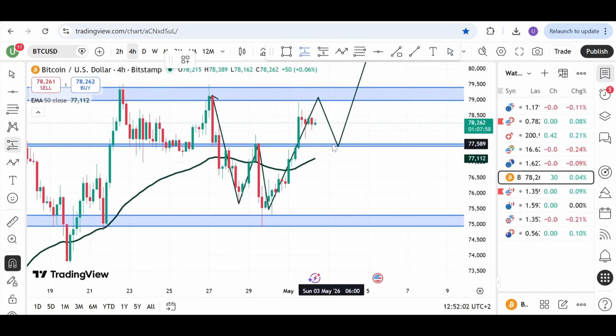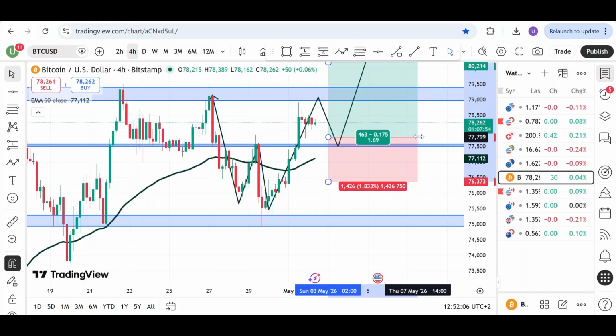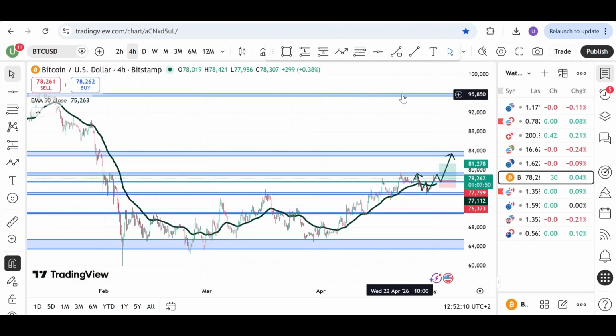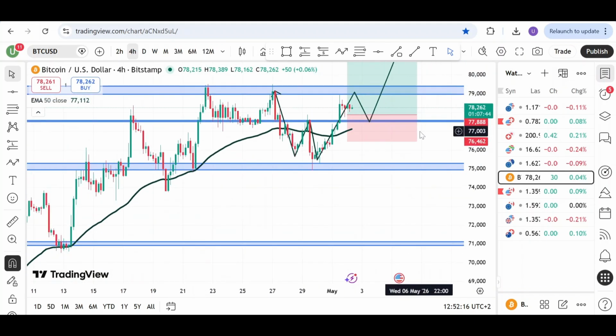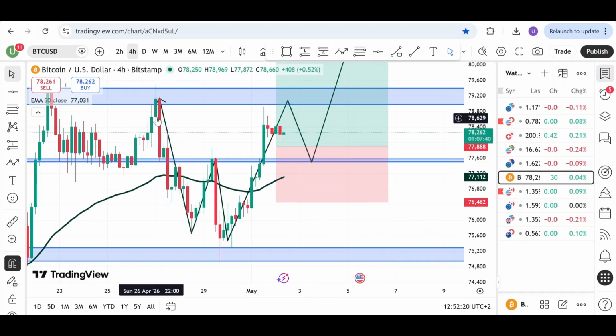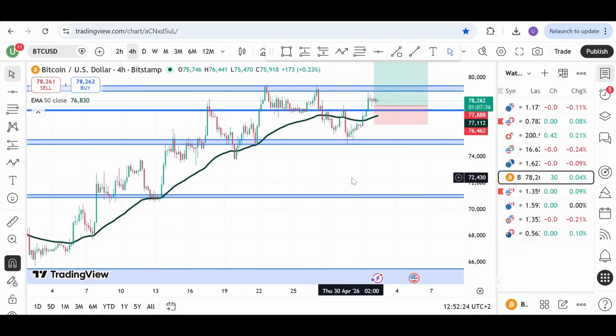So this is my breakdown of BTC USD. This is a breakdown of BTC USD here, like this. This is my prediction. Once the price reacts like this, I jump in without any kind of hesitation.